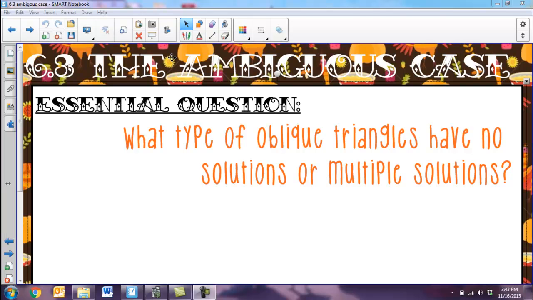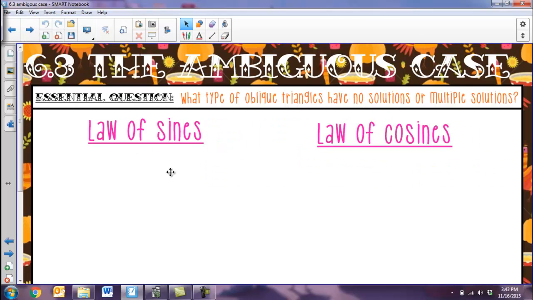Hey guys, today we are talking about the ambiguous case. Basically, it's a special subset of the law of sines, and we're going to review a little bit of geometry to talk about why this is true. You're going to ask yourself what type of oblique triangles, that means non-right triangles, have no solutions or have multiple solutions.